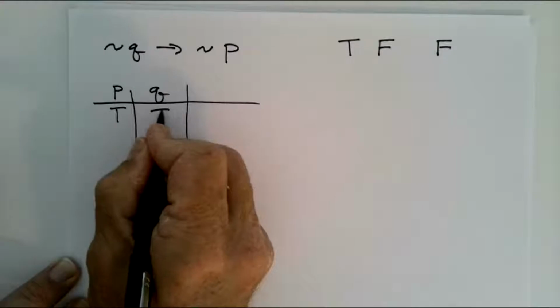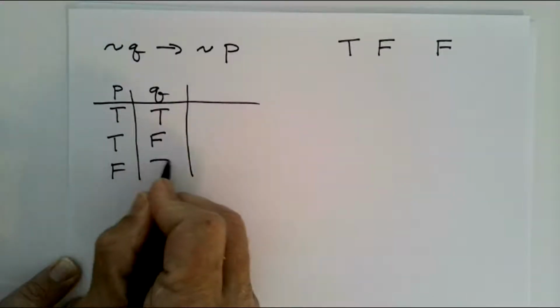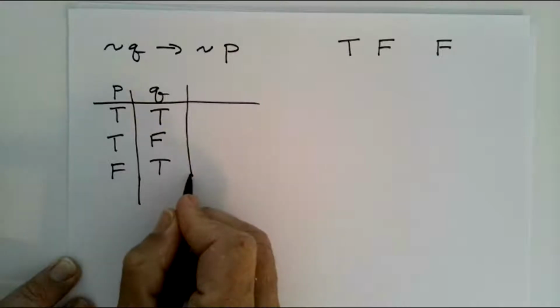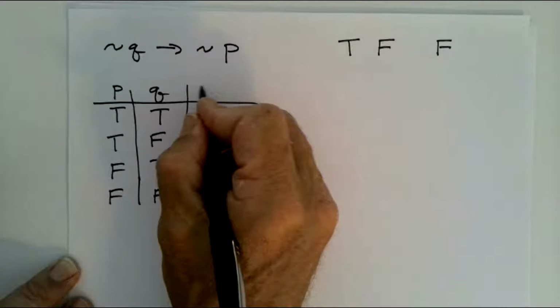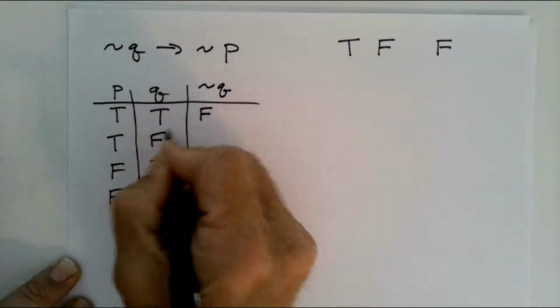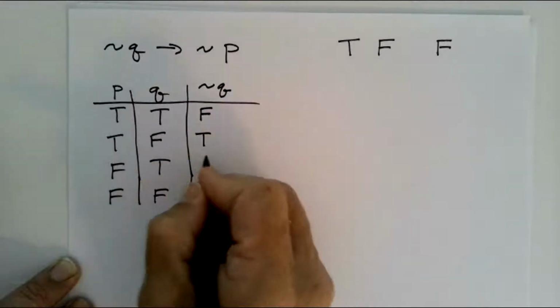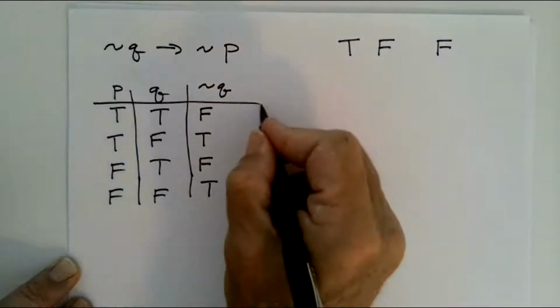So true, true, true, false, false, true, false, false. I need a not Q. Well, if Q is true, not Q is false. If Q is false, not Q is true. If Q is true, not Q is false. If Q is false, not Q is true.